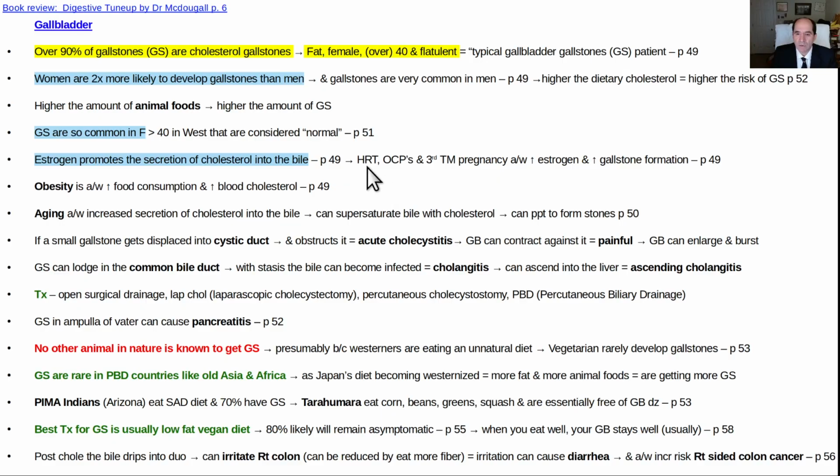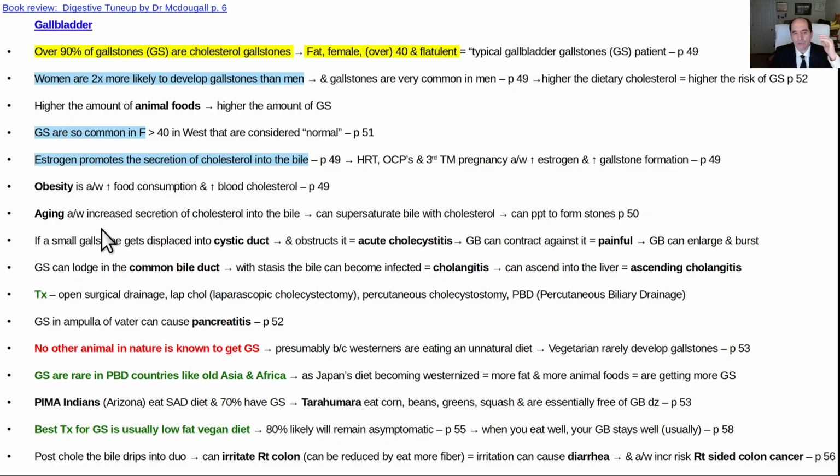If a woman's taking hormone replacement therapy, estrogens, oral contraceptive pills, which tend to be estrogenic, like ethinyl estradiol, or she's in the third trimester of pregnancy, all those things are associated with increased estrogen and increased risk of gallstone formation. If she's fat, and if a man is fat, increased obesity gives you increased aromatase enzyme in the fat cells, more estrogens, and increased risk of forming gallstones.